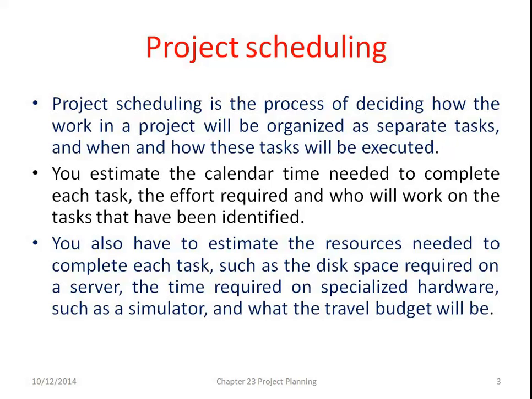Now see what you mean by scheduling. So when and how each task will be executed in the main project. Project scheduling is a process of deciding how the work in the project will be organized as separate tasks, and when and how these tasks will be executed. You estimate the calendar time needed to complete each task. So you have to decide the time to complete each task, the effort required, and who will work on the tasks that have been identified.